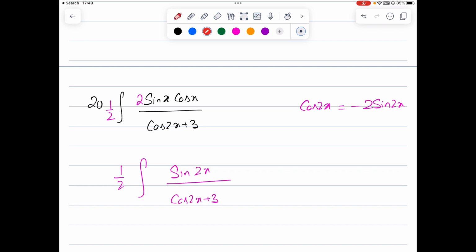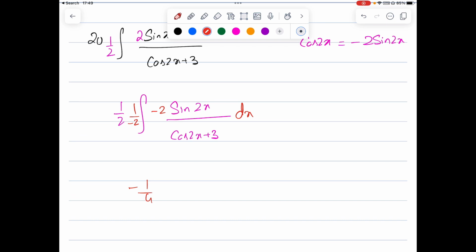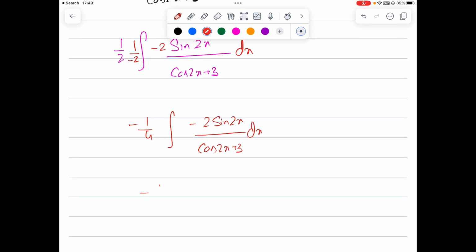But I want negative 2, so multiply and divide by negative 2. So it becomes negative 1 upon 4, negative 2 sin 2x divided by cos 2x plus 3 dx. So it is in the form of derivative of denominator present in numerator. So ln of the denominator, 3 plus cos 2x, plus c. This is going to be the answer.